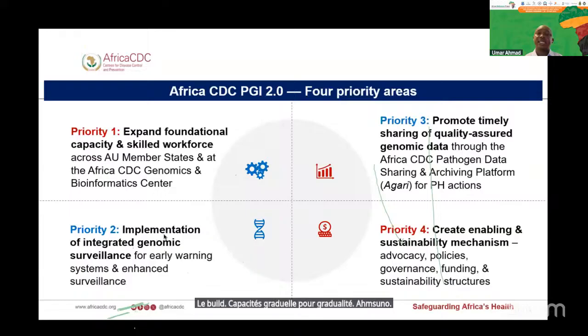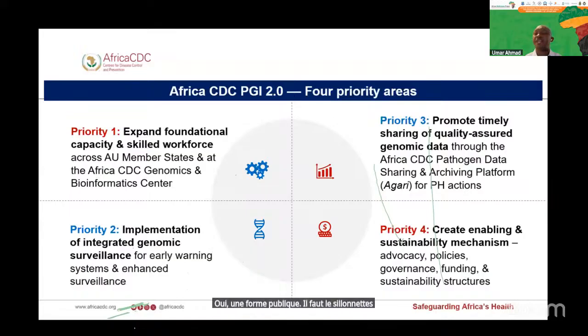Secondly, we are implementing integrated genomic surveillance systems for early warning systems, which involves making use of wastewater surveillance. We sequence even the wastewater to identify emerging pathogens or pathogens that have the potential for pandemic. We inform public policy on it.